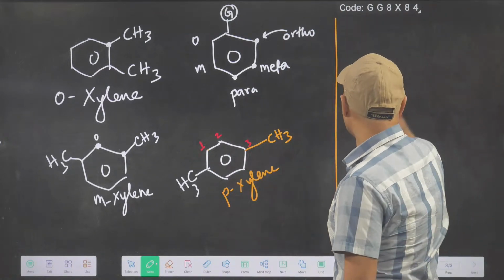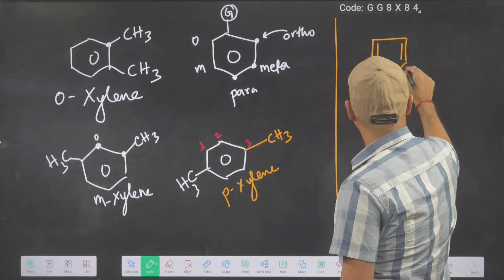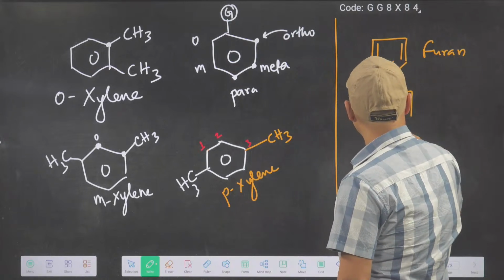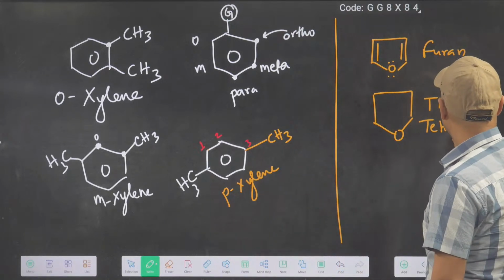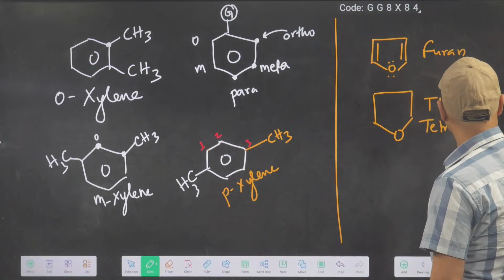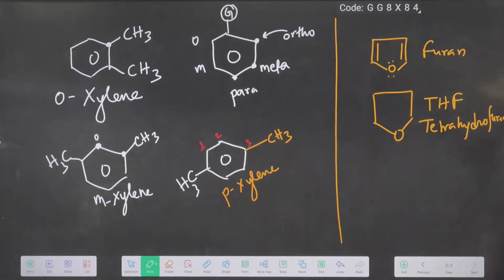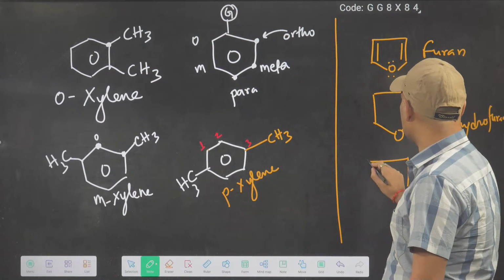Okay. Some more compounds you were saying. Sir, what do you mean by furan? This compound is furan. There is one more compound, tetrahydrofuran, THF. Furan, tetrahydrofuran. Remove the pi bonds, tetrahydrofuran, THF. Clear? One child was asking thiophene structure.